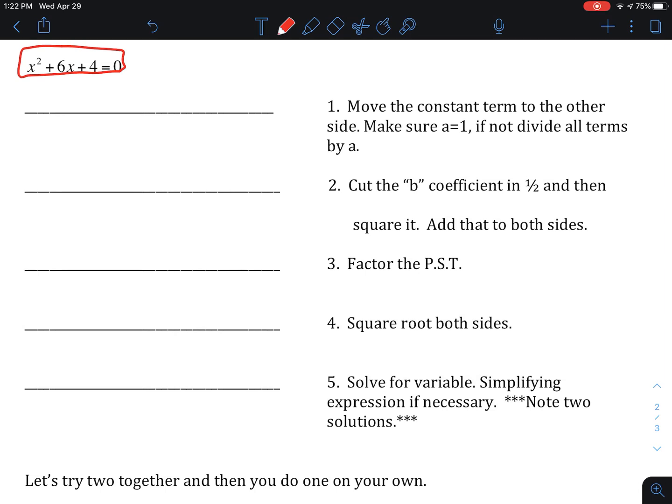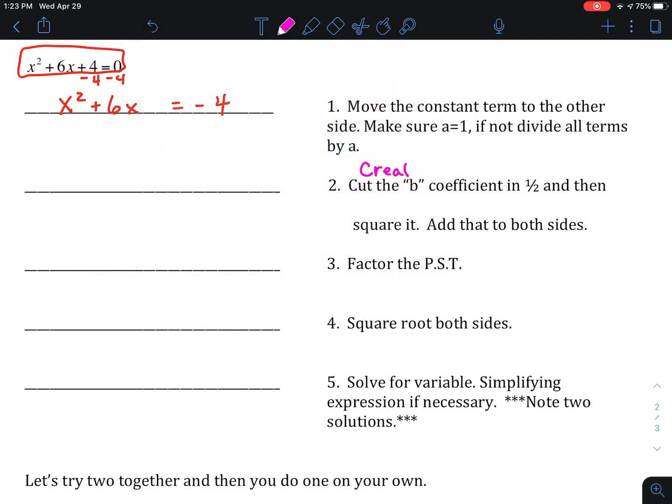Okay, we like that. Step number 1, we're going to move the constant term to the other side of the equation. And we're going to make sure that a, the value of a, is not something other than 1. And if it is something other than 1, we need to divide all the terms by a. So in this case, we're going to move the constant 4 over to the other side. And we get x squared plus 6x equals negative 4. Okay? Now, a is equal to 1, so we don't need to do any division here. But in a few minutes, we're going to take a look at some examples where we don't have a equals 1. Now we're at the point where we are going to create the PST.